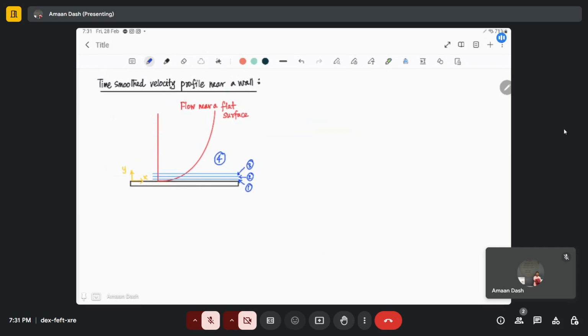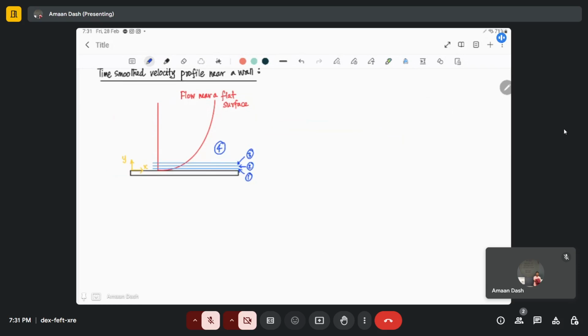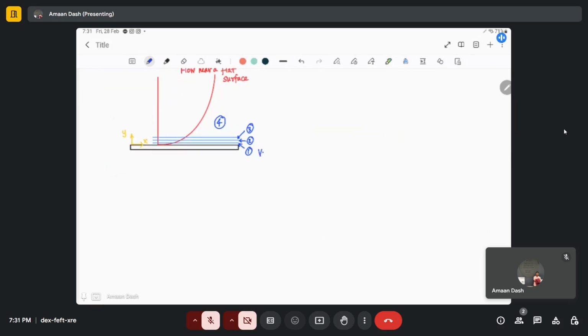So region one is the viscous sublayer. That means very close to the wall, even in turbulent flow, we have a very thin layer that is viscous in nature, where viscosity plays a key role. So this is the viscous sublayer.